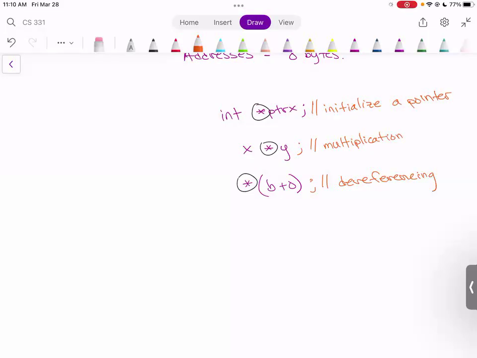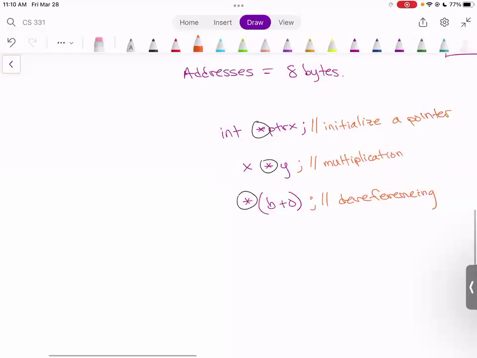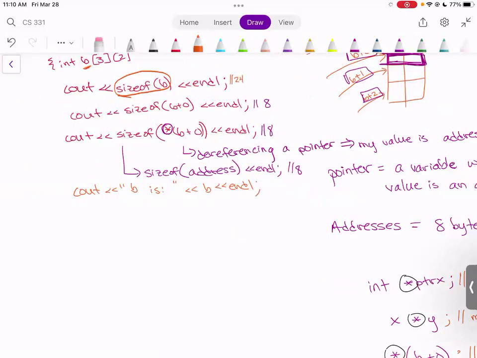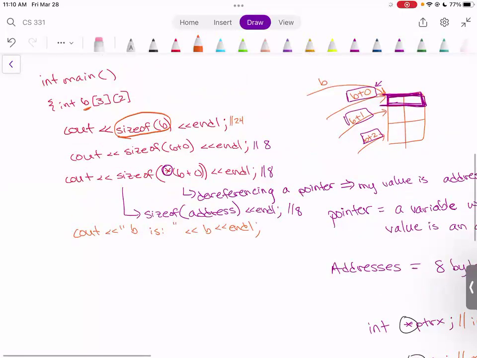One star can be used for multiple different things, right? We call that overloading. So the same thing happens here. It can be overloaded here as well, but you have to understand the context. You have to understand that b plus 0 is an address pointing to the first row. Dereferencing that would get you an address because it's a pointer, and then the size of an address.